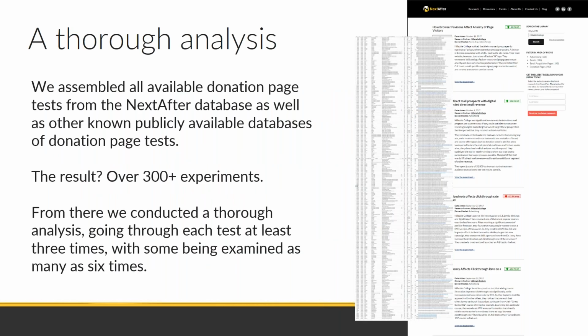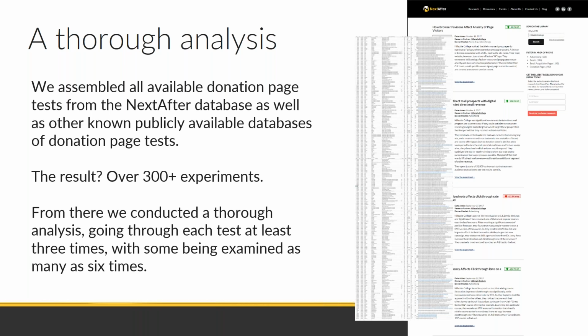To get here, we assembled all the available donation page tests from our database. Tim talked about 850 plus experiments as of today. The result is we found over 300 experiments that fit that criteria, and we conducted a thorough analysis. For every single test, we went through it at least 3 times. And for some which really drew our attention, we analyzed them maybe at least 6 different times, all to help bring you really to this single influencer.